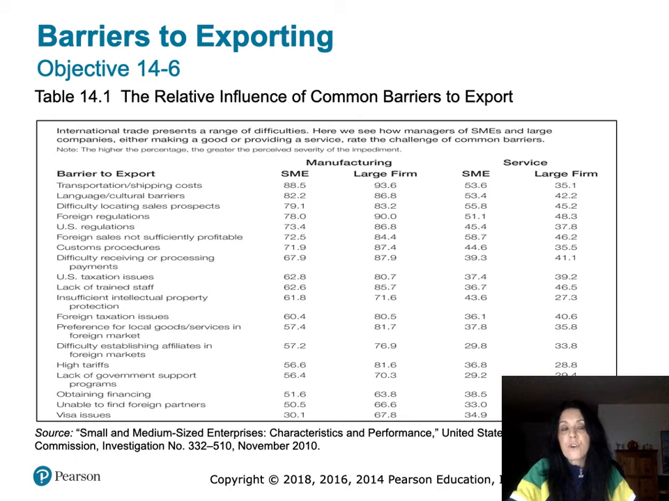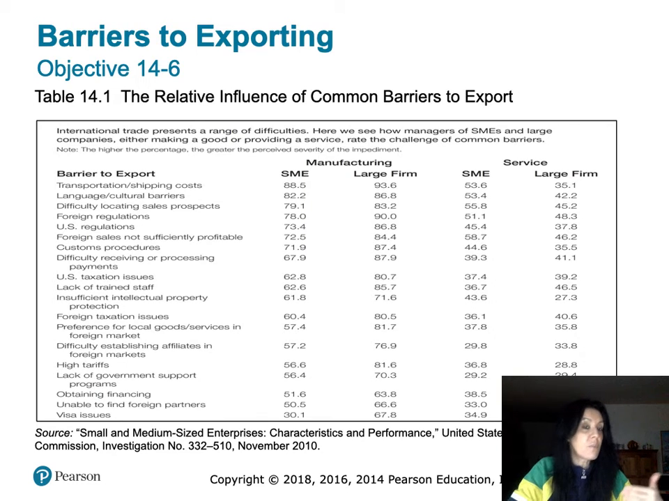Here are some of the further barriers to exporting. This table describes some of the common barriers to international trade, especially the relative influences of the common barriers to export. Please review this table very, very carefully.